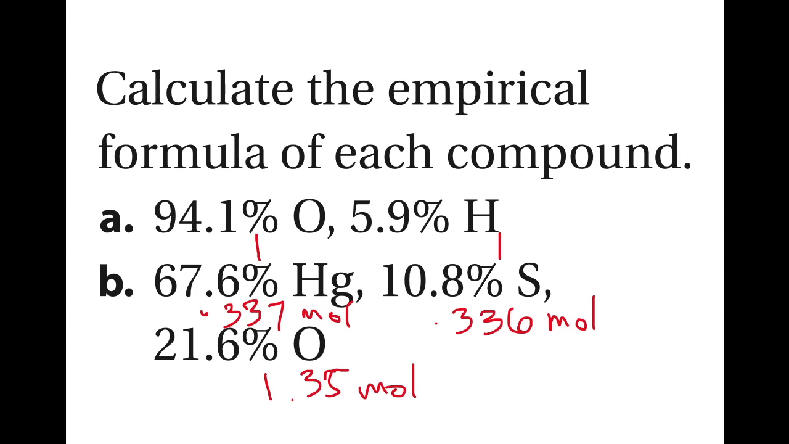So I go 1.35 divided by 0.336. I get 4.017. Again, it's close enough, just round it to the nearest whole. That should be about 4 oxygen. So the empirical formula for letter B should be Hg1. You don't have to write it down. So S, which is also 1, so I don't have to write it down. And O, I have 4 of them. So again, the empirical formula should be HgSO4.